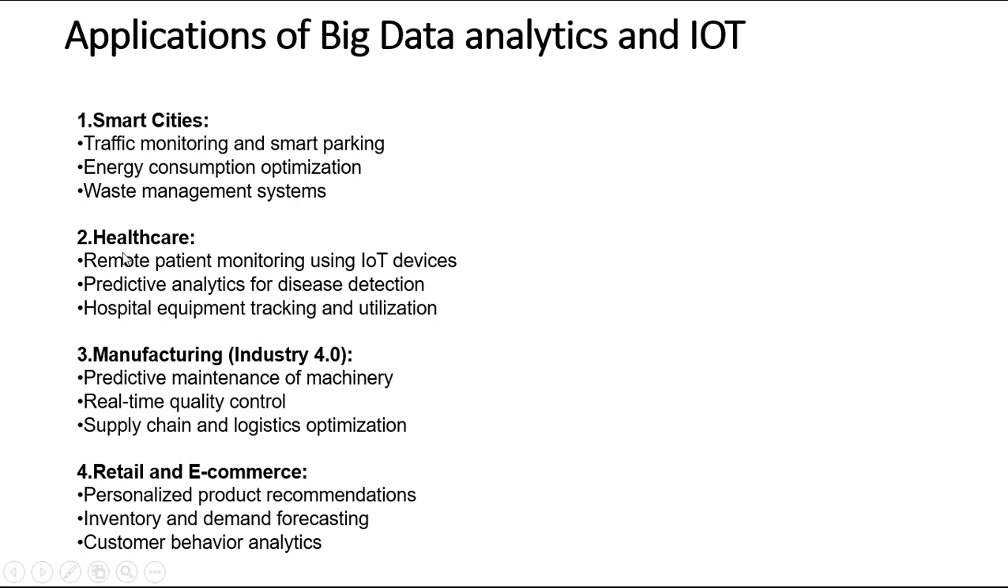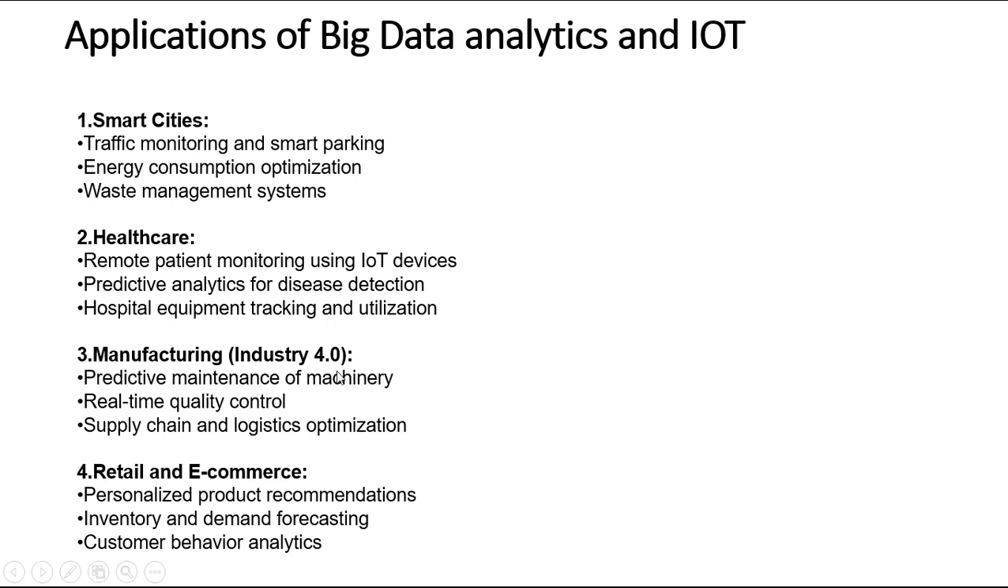Second one is healthcare. IoT plays a vital role in healthcare because IoT is used in healthcare to diagnose and recognize diseases, etc. First is remote patient monitoring using IoT devices. Predictive analysis for disease detection. This is nothing but to detect the disease. IoT is used for hospital equipment tracking and utilization. To utilize and to track the hospital equipment, IoT is used. And big data plays an important role in this healthcare industry.